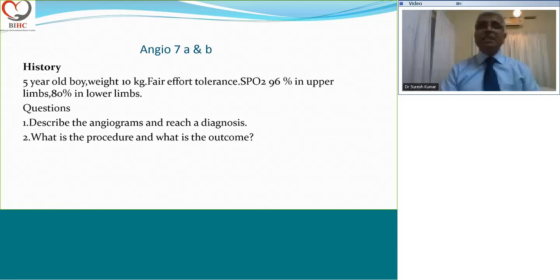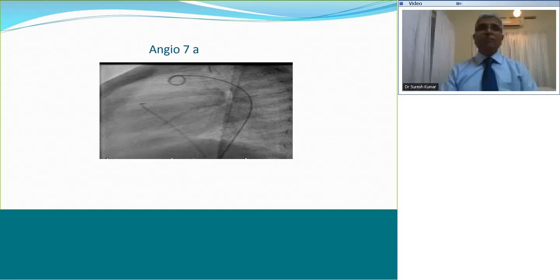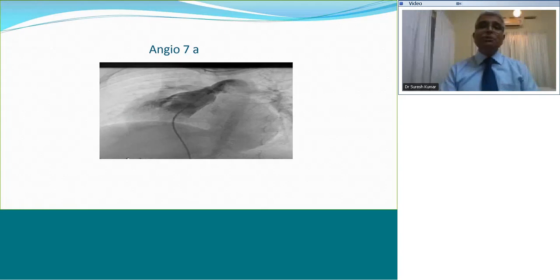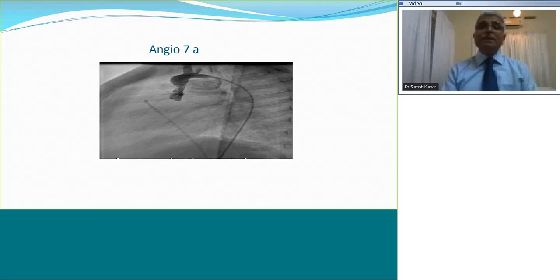Now you will have to describe the angiograms and reach a diagnosis. And then I will show you a procedure which was done on him, and I would ask you what the outcome is. Okay, ready? Here we go. This again is a combination of two angiograms. One is an aortic root angiogram, the other is a main pulmonary artery angiogram. In your mind, try to separate them and see what the aortogram shows, what the PA angiogram shows.